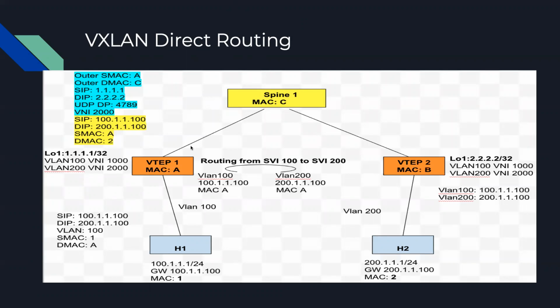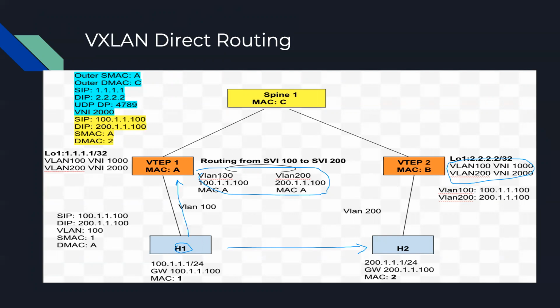Anybody knows what direct routing is? All the SVIs should be present in all the VTEPs. Yes, so direct routing means this: all the SVIs are configured on all the VTEPs. So what will happen when, let's say, you want to communicate from host 1 to host 2? Why is it called direct routing?